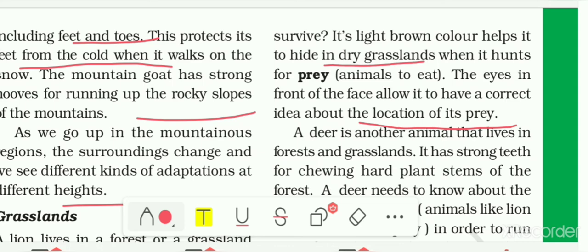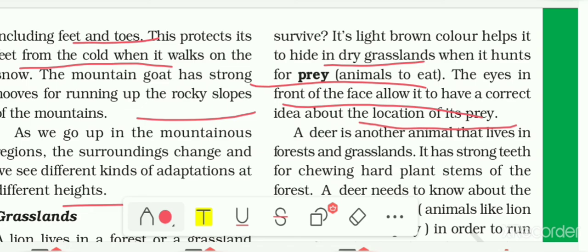When it hunts for prey, the eyes in the front of the face allow it to get a correct idea about the location of its prey. The lion has eyes on the front of its head, which helps it judge the location of its prey. So these are the adaptations of the lion, a grassland animal.